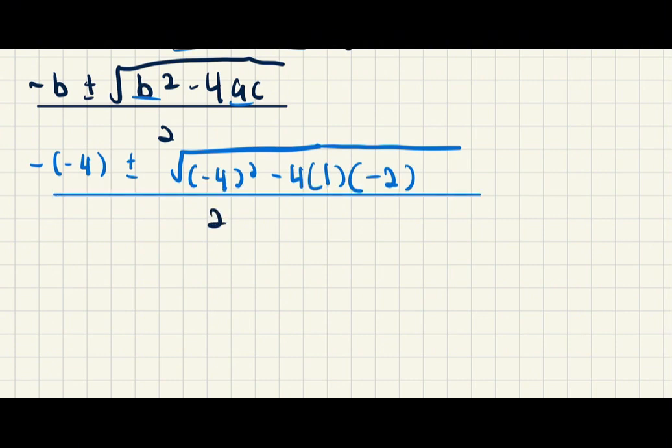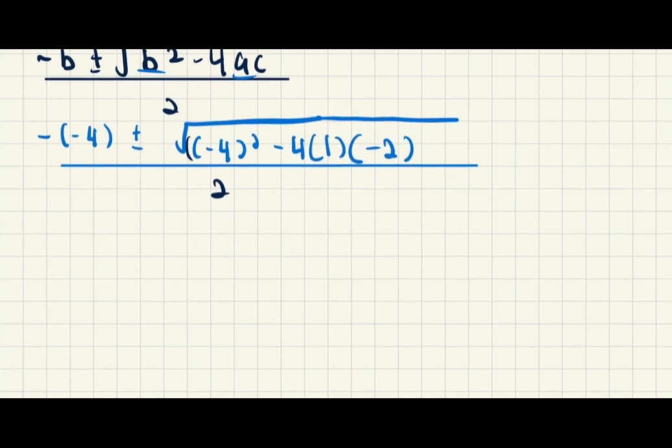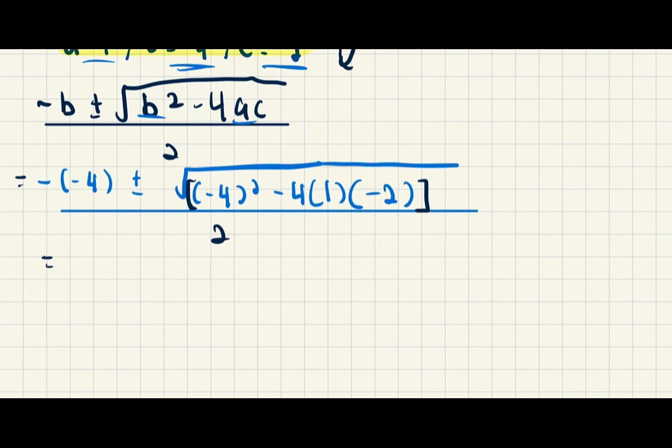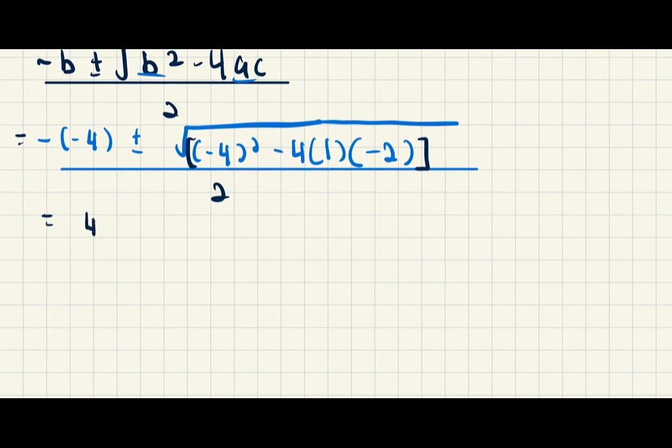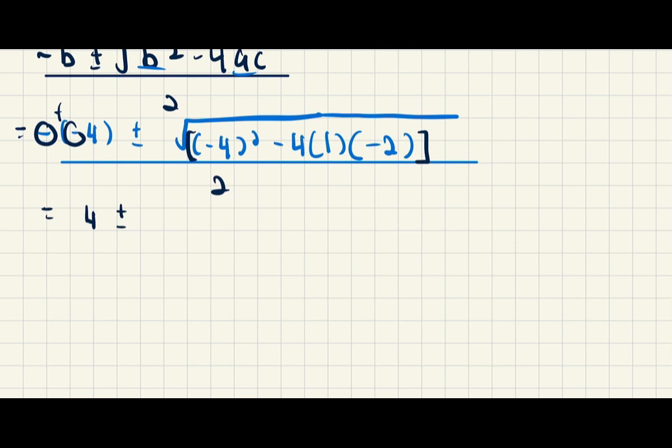Alright, so now we solve whatever's inside here first. So you will get total here 4, because negative negative makes positive, plus minus square root of 24. Don't write too long, just straight away put the value over 2.